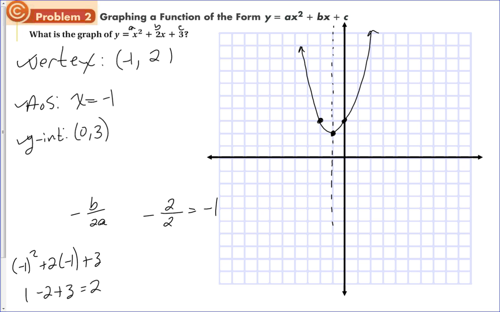So there we go. Do we need to find any other points? No, we don't have to. If we want to make it more accurate, we can try to find some more points, but we don't have to, because we know that the left side of the graph is a mirror image of the right side of the graph. And in this case, we knew what our y-intercept was because we found it earlier. We knew that was (0, 3). So we were able to just simply mirror that across the axis of symmetry and then simply draw in our parabola. So, pretty simple, right?